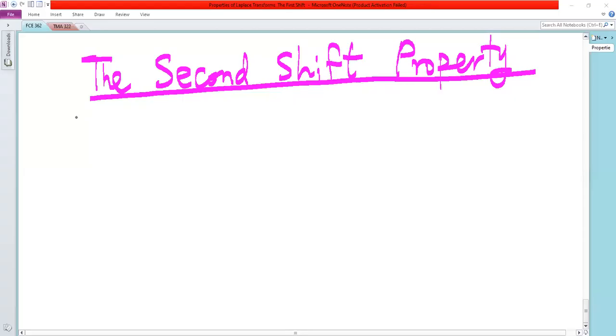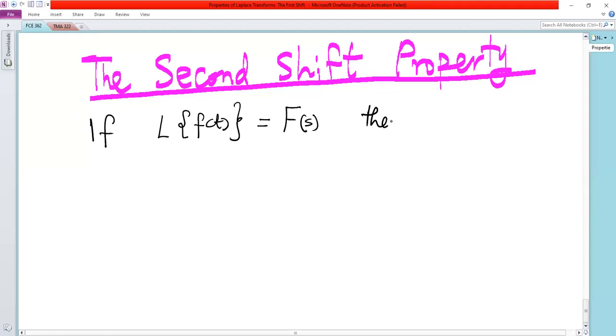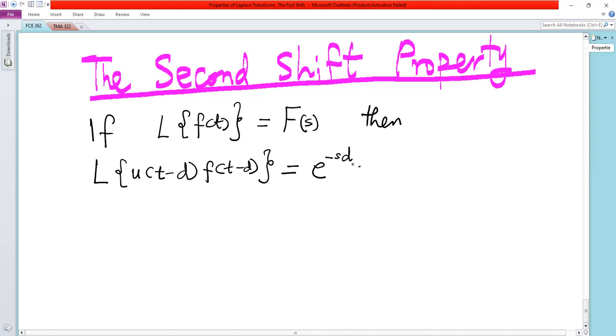So the second shift property states that if the Laplace transform of a function f of t is given by capital F of s, then the Laplace transform of the product of two functions, u of t minus d times f of t minus d, is given by e raised to the power minus sd times capital F of s, for any constant d greater than 0.